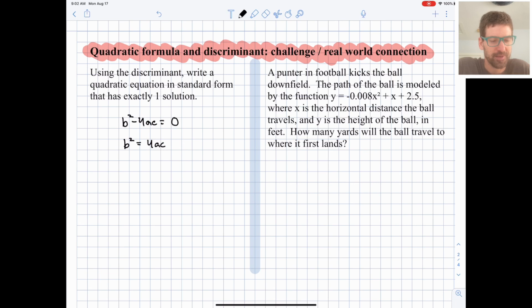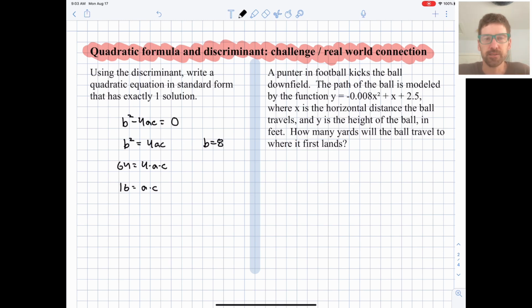Let's try to make this a little bit cleaner. What I want to do is have this be nicely divisible by 4, and let's try to keep things as integers right now. So that means we need a perfect square that's divisible by 4. We could do something like 8 squared. So let's say b is 8. Okay, so 64 equals 4 times a times c. Divide both sides by 4. We get 16 equals a times c.